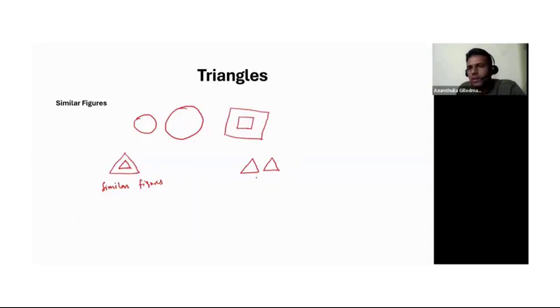When we have a shape of the same size, right? Then we call it congruent figures. So here, all the sides are equal. Then we call those congruent figures. So in this, we are learning about what similar figures are. Similar figures are the same shape with different sizes.